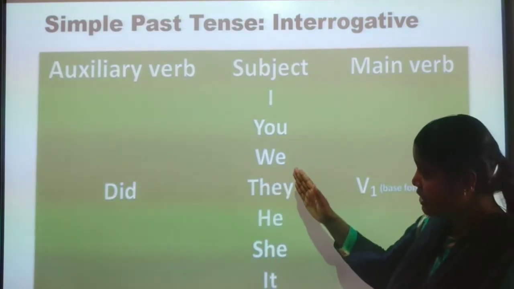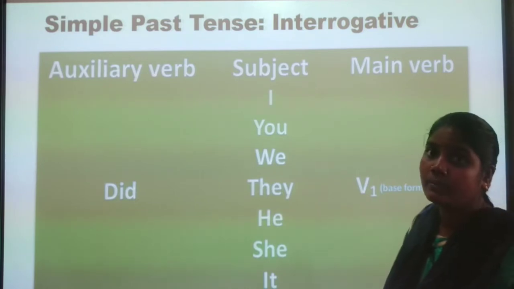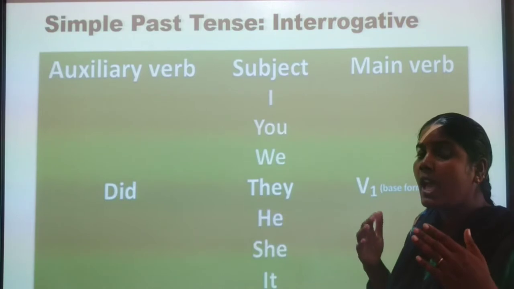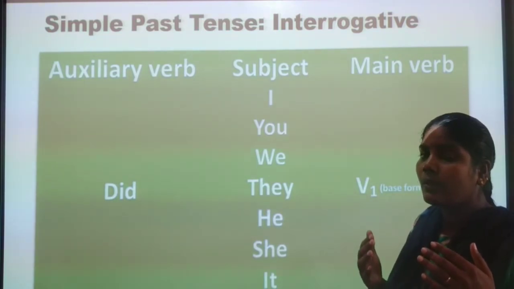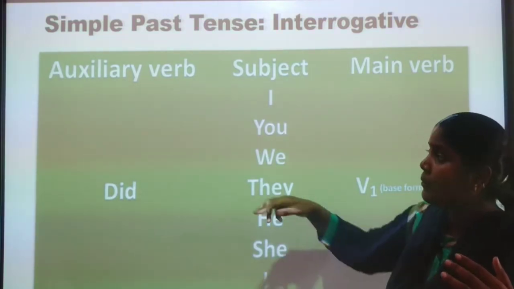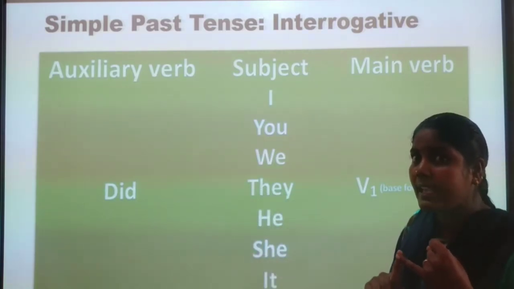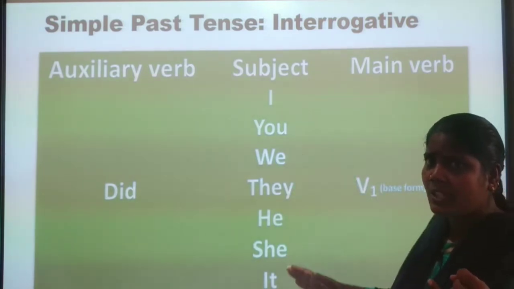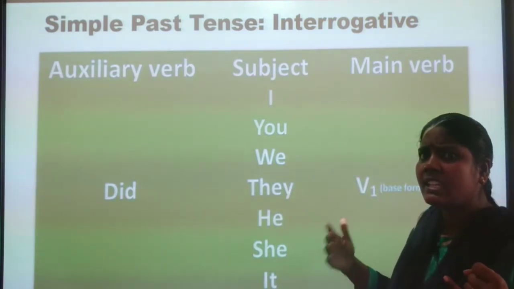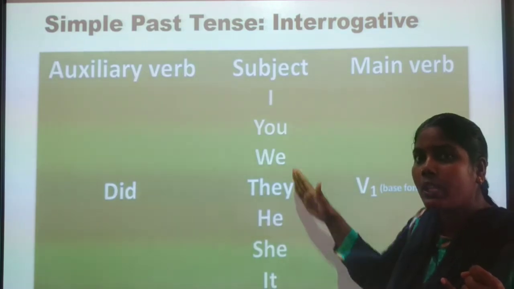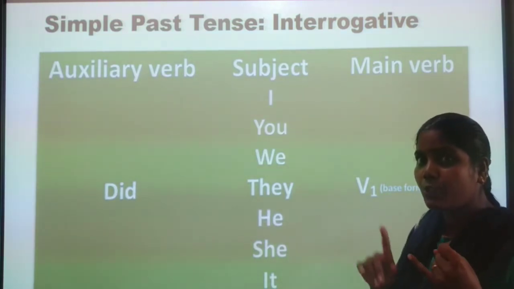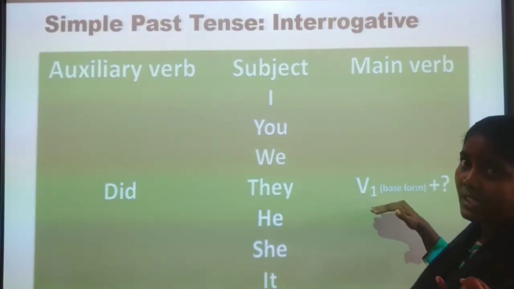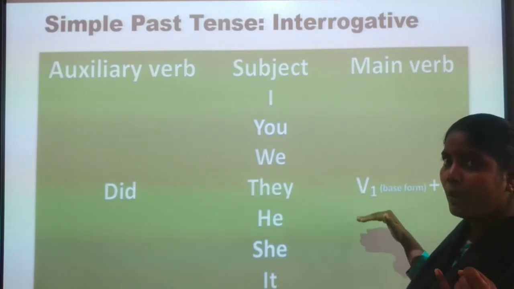Did, subject and verb 1. Okay? We have to make a sentence. We have to ask a question. For that, we have to use did as the auxiliary verb for any pronoun or any subject: I, you, we, they, he, she, it. For all the pronouns, we have to use only one auxiliary verb plus verb 1, that is the present form of the verb. Okay?